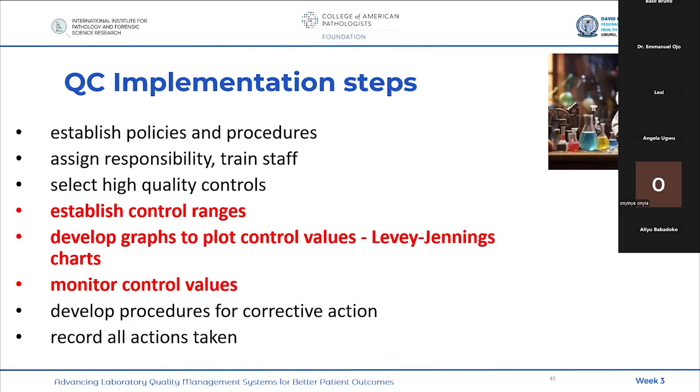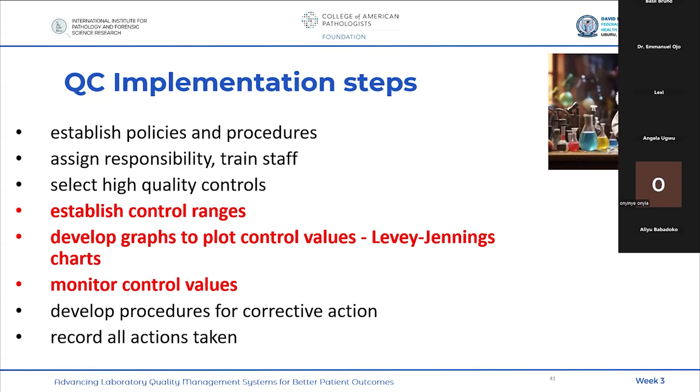When the control ranges have been established, when we talk about control ranges, we'll be talking about, first of all, if the mean is supplied, the standard deviation is supplied, and then you've been able to run like 20 to 30 samples over a period of like 3 to 4 weeks, you're able to establish your new mean and your new standard deviation.